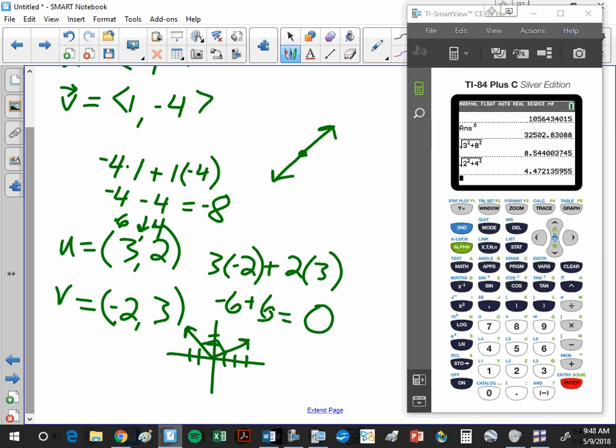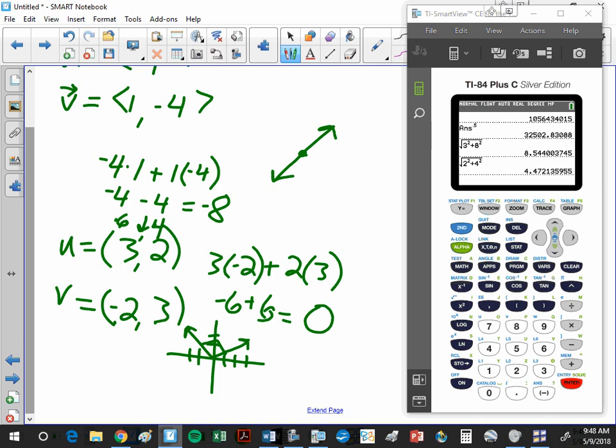It's just u1 times v1 plus u2 times v2. And then the next one, it says determine whether... Oh, sorry. The third section says determine whether each pair of vectors is orthogonal. That's really easy. You do the dot product and see if you get 0.